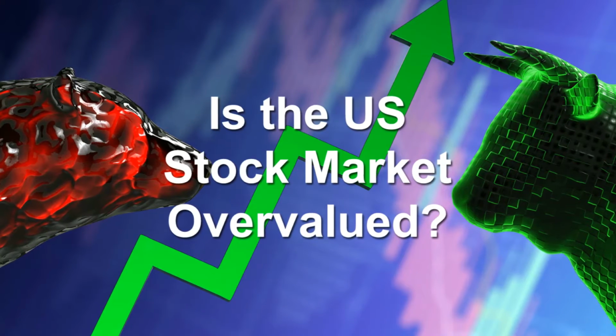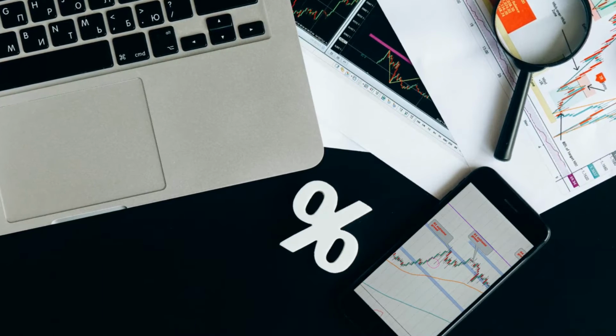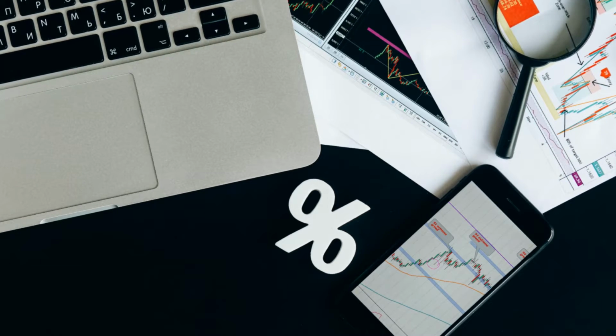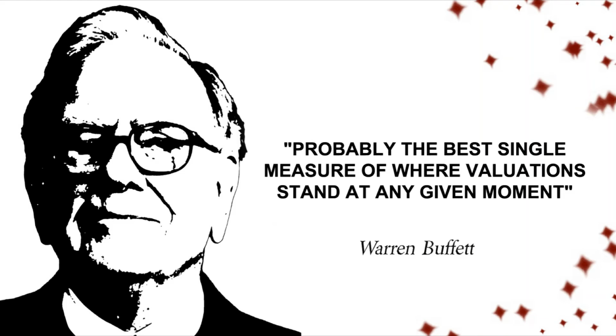An extremely complicated calculation this might be, especially as we can't predict the future. However, there are a few indicators that we can look at. First up, let's look at the Buffett Indicator. The Buffett Indicator was a metric created and put forward by the famous investor Warren Buffett. He called it probably the best single measure of where valuations stand at any given moment.